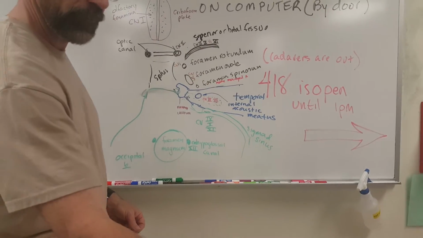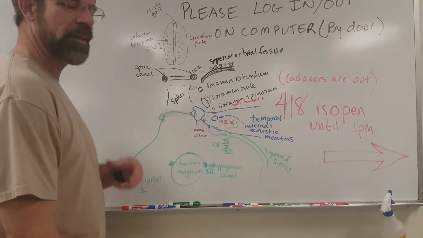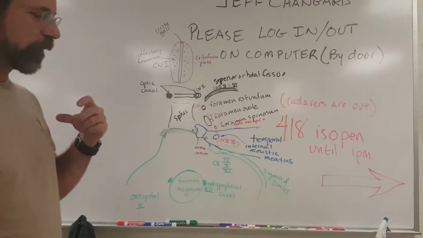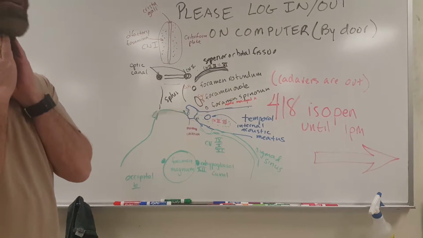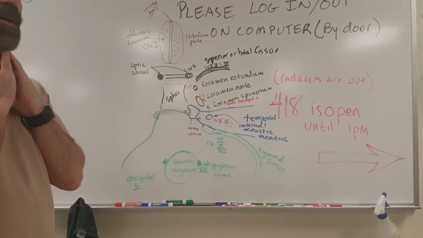So glossal means tongue. Lingual means tongue. Hypo means under. Hypoglossal means under tongue. Yeah, so they're all the tongue muscles. They're under here. You stick your tongue up, pull it back.